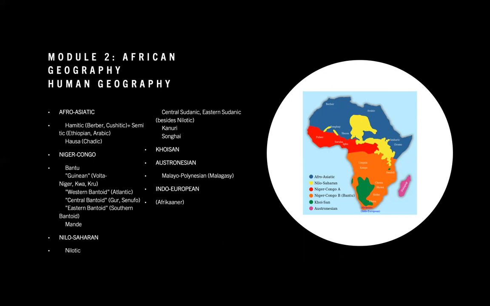Have the Khoisan, which you can find sa Southern African region. The Austronesian, ayan, ito yung mga kamag-anak natin, Filipinos. The Malayo-Polynesian, na matatagpuan mostly sa Madagascar, Malagasy. And you have the Indo-European, okay? Actual white Europeans have settled in Africa, and yung mga succeeding generations ay dito na lumaki at doon na pinanganak.